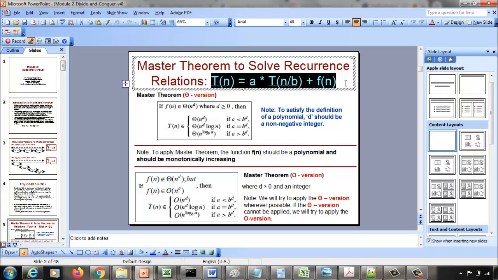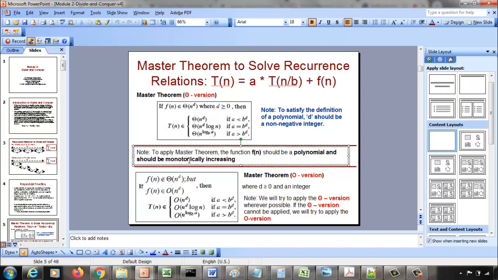So f of n is a polynomial function, and it's also a monotonically increasing function. What I mean by monotonically increasing is that the function values should increase as n increases. So if f of n is, say, n square, the values of the function increase as n increases. Such functions are said to be monotonically increasing. So only if f of n is polynomial and monotonically increasing can we apply this Master Theorem.